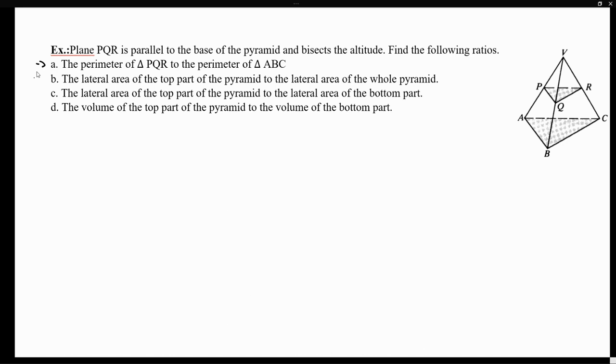Well, since PQR is parallel to the base of the pyramid, and it bisects the altitude of the whole pyramid, then we can assume that this solid, the solid PQR, and the solid ABC, which is the bigger one, are both going to be similar. So now that we know that they're both similar, we can start applying the scaling principle.